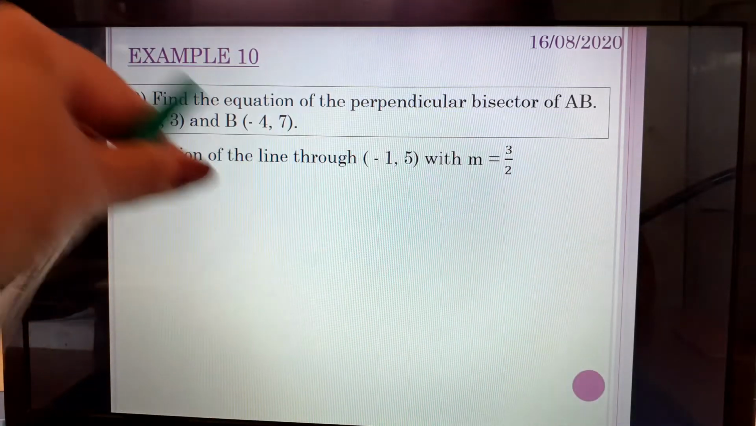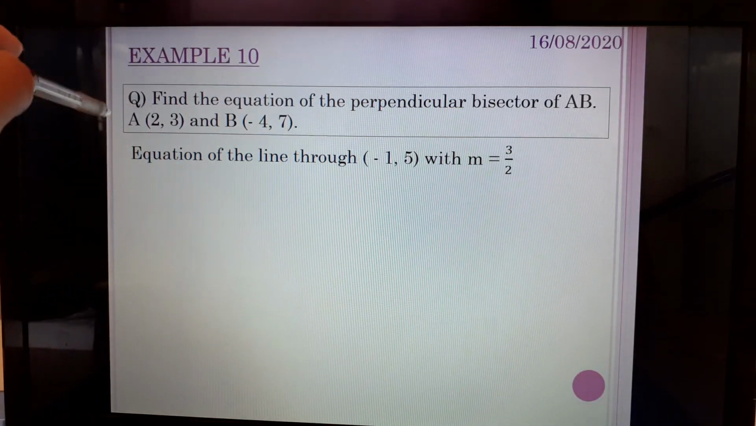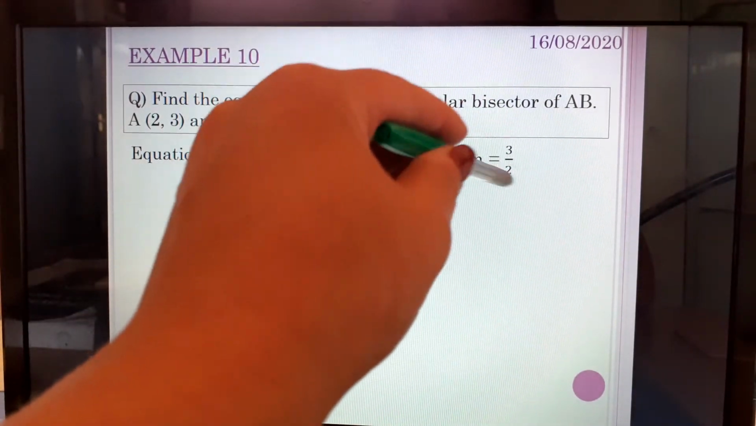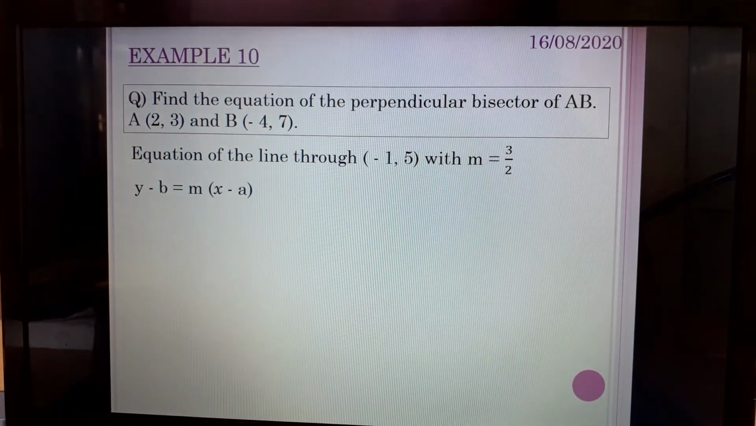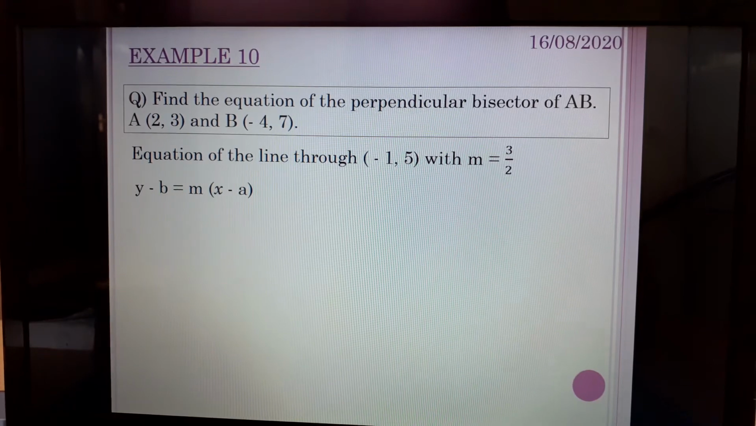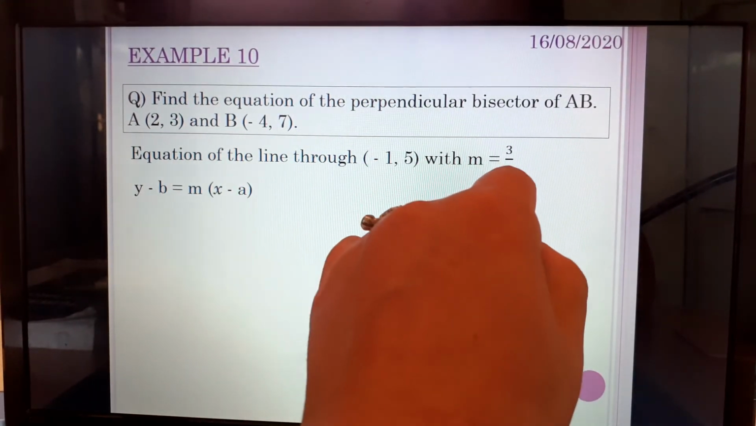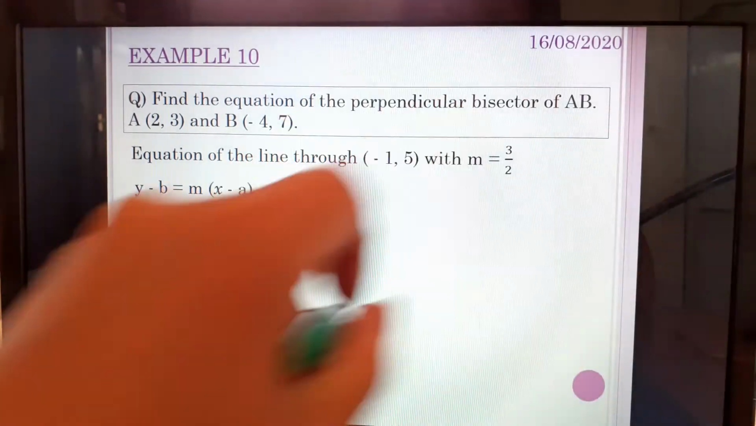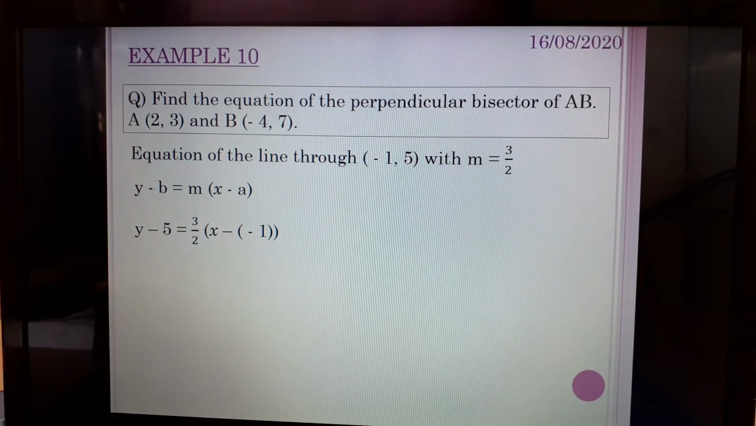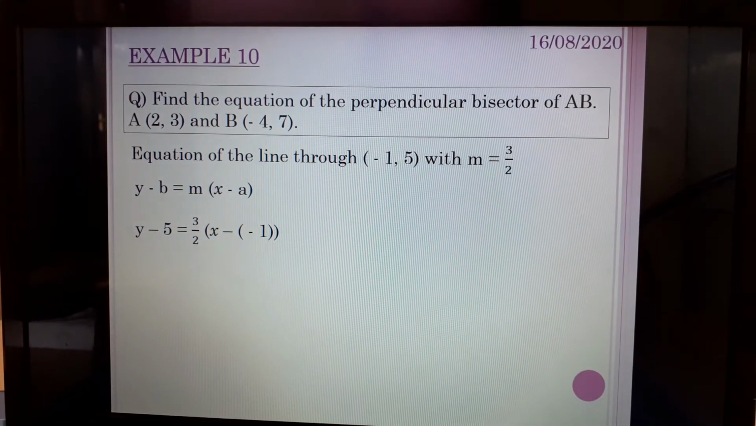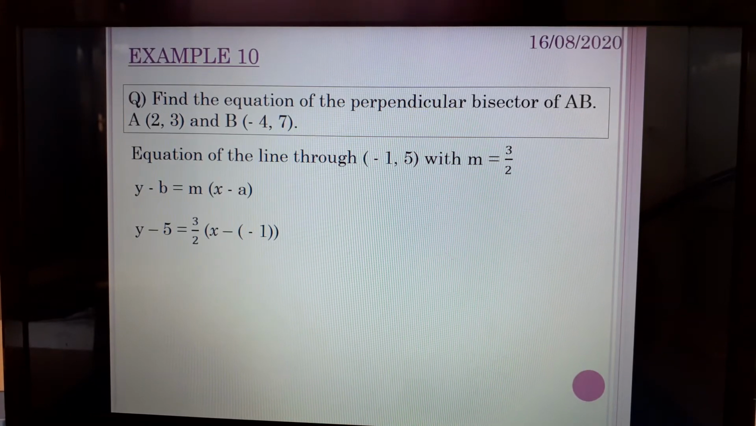So we can see now we're not using any of these coordinates, and we've obviously got our gradient worked out as well. So we go back to the y minus b equals m bracket x minus a formula. That's your a, that's your b, that's your m. Y minus 5 equals 3 over 2, x minus -1, what's your double negatives?